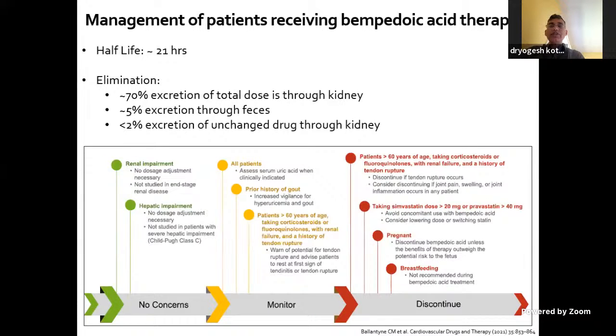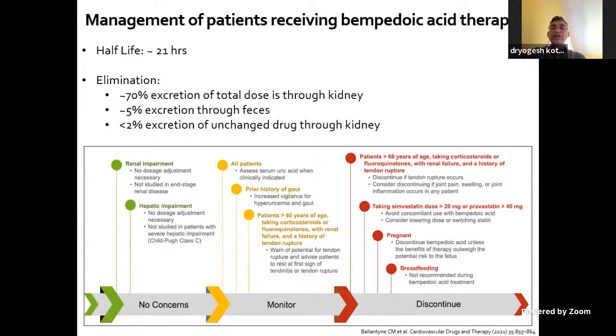Elimination is 70% through the kidney, with less than 2% unchanged, and 5% through feces. In renal impairment, no dosage adjustment is required, but it is not studied in end-stage renal disease. In hepatic impairment, no dosage adjustment is required, and it is not studied in patients with Child-Pugh class C severe cirrhosis. It has not been studied as of now, so we can say that in severe liver disease we should be cautious because it has not yet been studied.